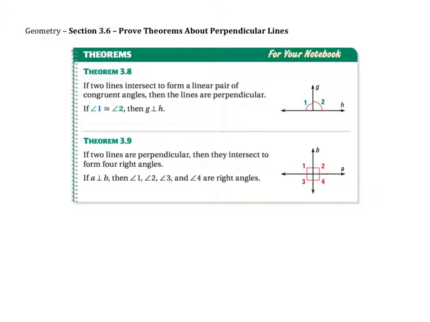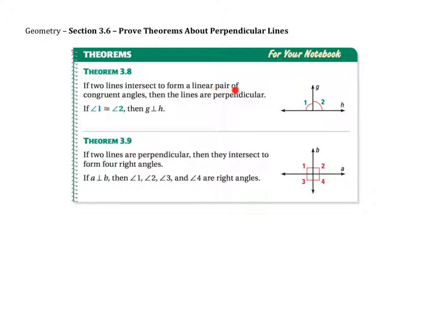Section 3.6 is about proving theorems about perpendicular lines. The first theorem says if two lines intersect to form a linear pair of congruent angles, then the lines are perpendicular. So here's some vocabulary that maybe we haven't seen in a while.